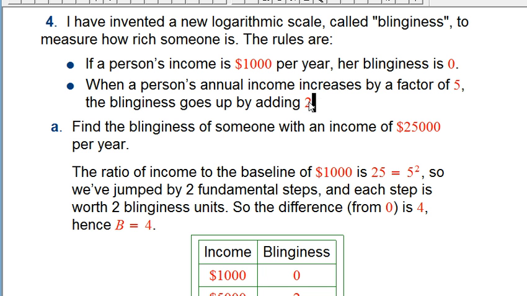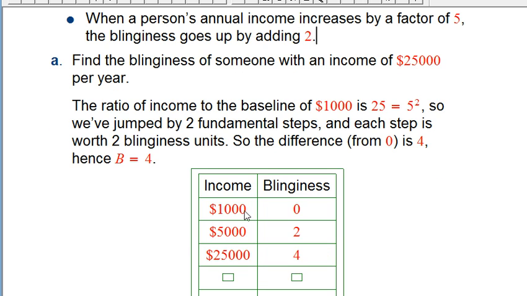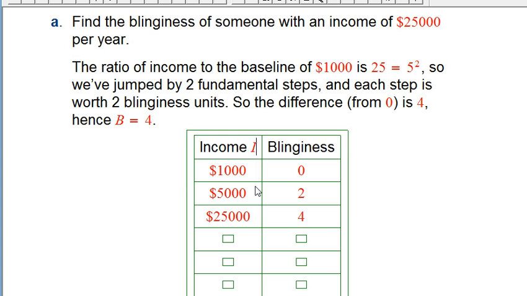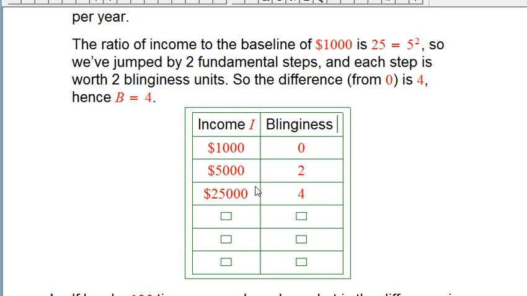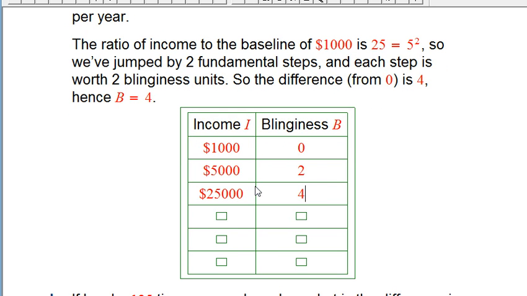Okay, and that's a little bit weird that that was worth 2 units, but it's very typical for lots of logarithmic scales. That you'll have a key number here and a key number here, and you just have to deal with that's how the scale was set up. Okay, so the difference from 0 is we've gone from 0 to 2 to 4. So b equals 4. Okay, so here's income, I, blinginess, b, and so we know that 1,000 is 0. We've just discovered that 25,000 gives you 4, and on the way, really, we can fill in that 5,000, that's really a more fundamental one, 5,000 is going to be 2. So we've gone up by a factor of 5, up by adding 2. Okay, and we could fill in more of that table, but we will as we go.